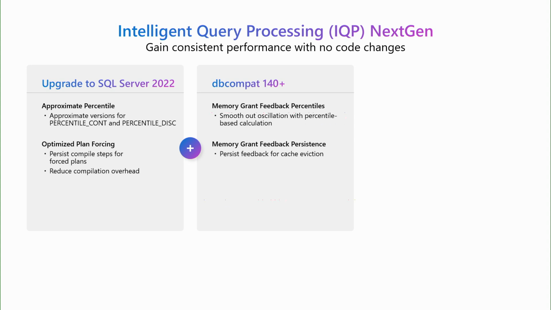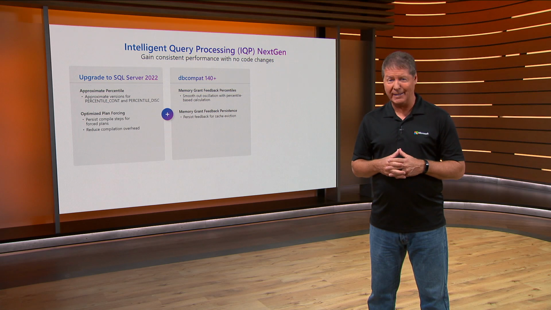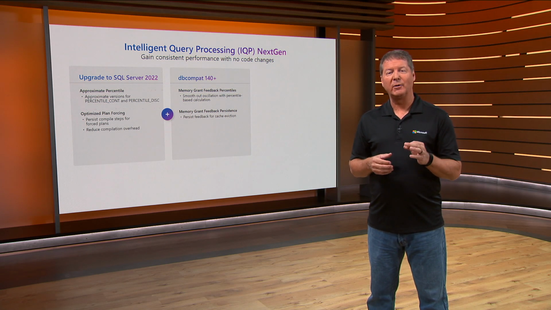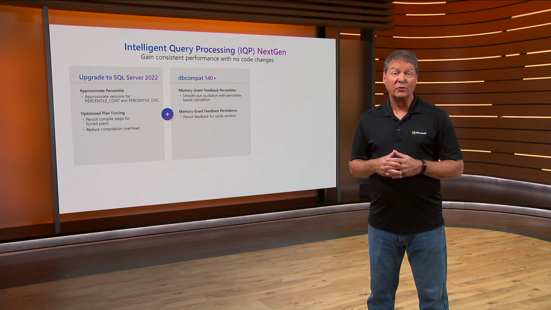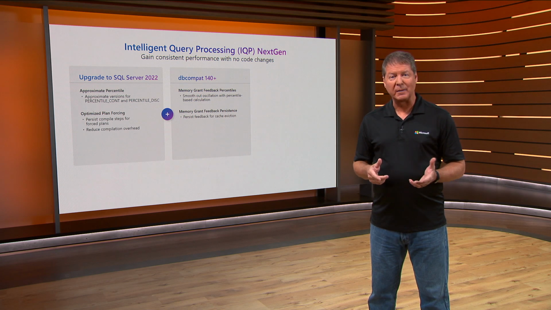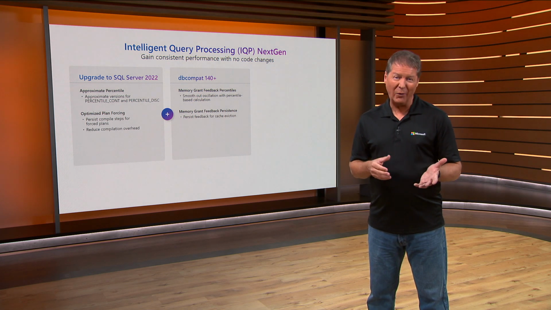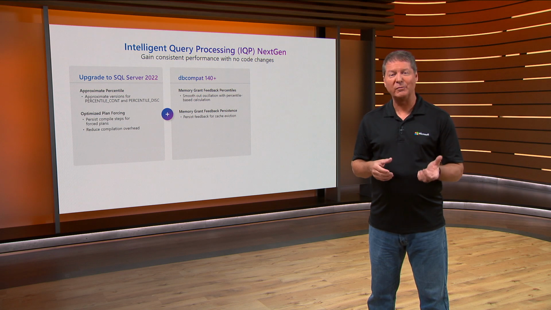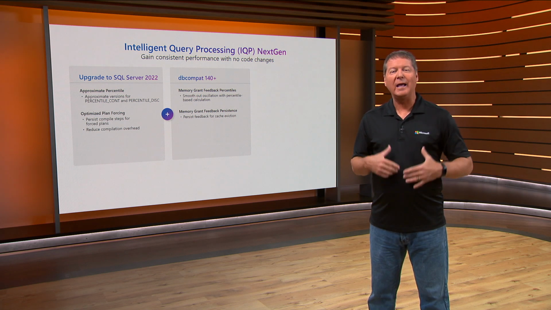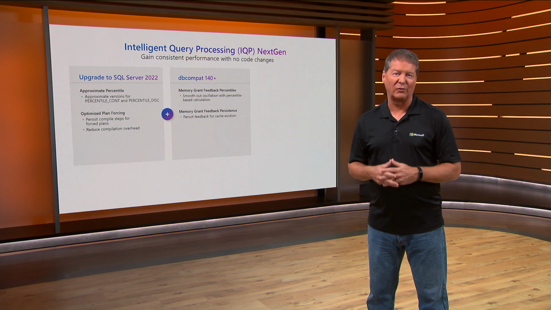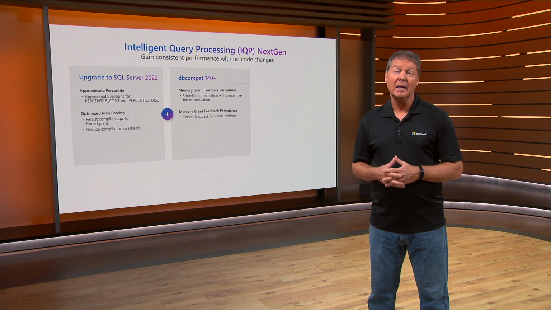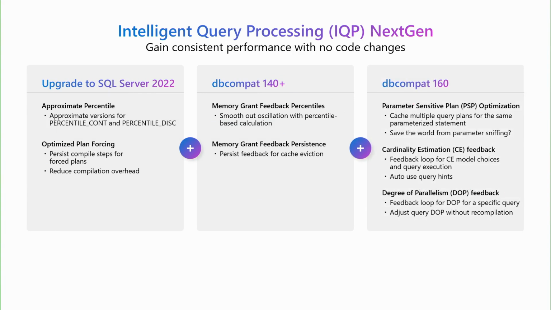If you remember, one of the things we did in SQL 17 and 19 was a feature called Memory Grant Feedback. So in SQL Server 2022, if you're using DB compat 140 or above, we have improved the feedback algorithm and can now persist feedback to survive planned cache eviction or server restarts. In addition to both these areas, if you're using the new DB compat 160, you get more capabilities.